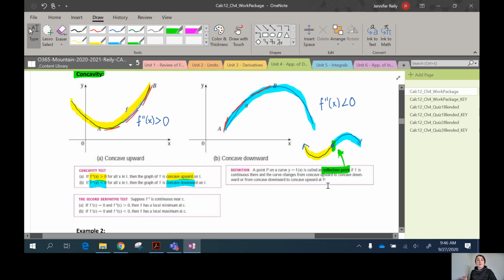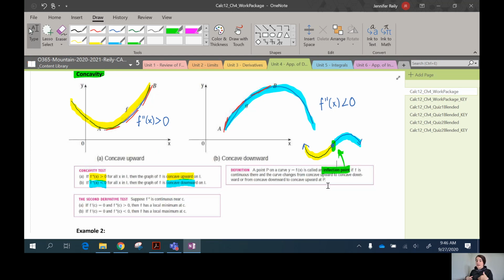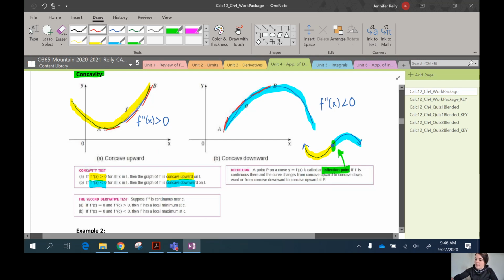Concavity can also tell you whether you have a maximum or a minimum point. It can be a confirmation of the first derivative test. Let's say you had a critical value where your first derivative was 0 and you weren't sure whether it was a maximum point or a minimum point. Look at the valley and the peak of these graphs that I've pointed to in red, where the derivative would be 0. If you have a concave upward graph, that means you have a minimum point, at the bottom of that valley. And if you have a concave downward graph, that would have to be a maximum point.